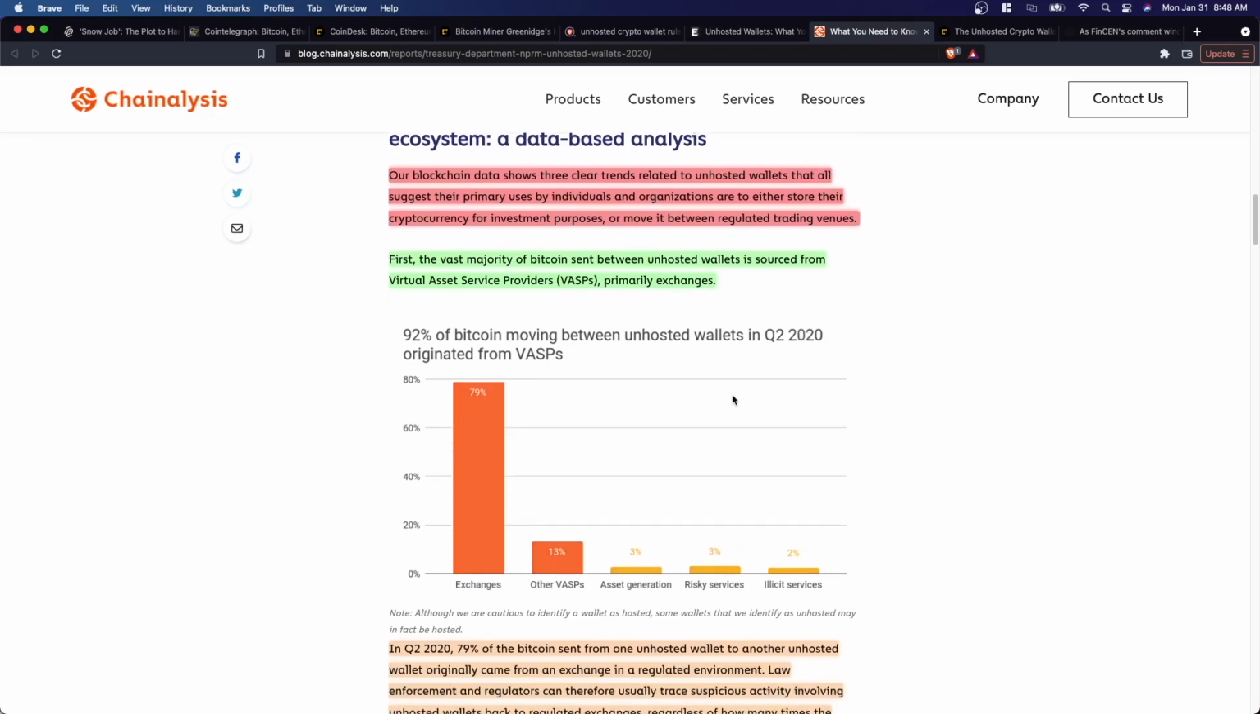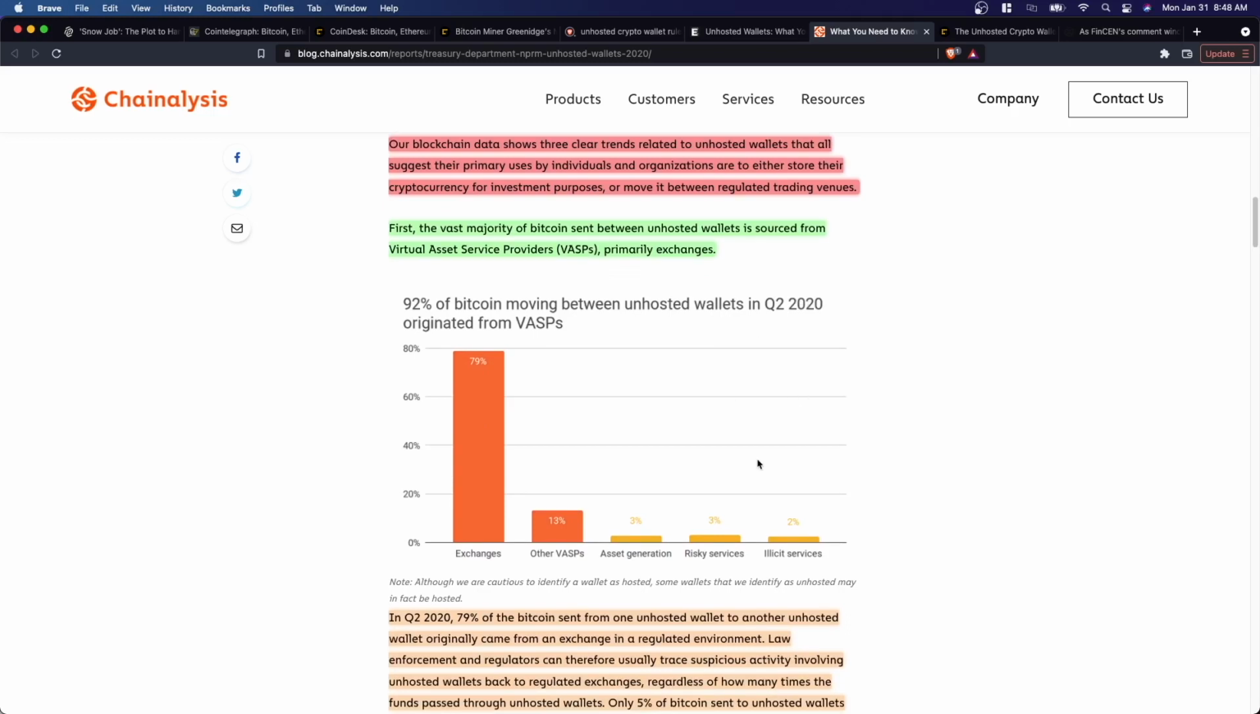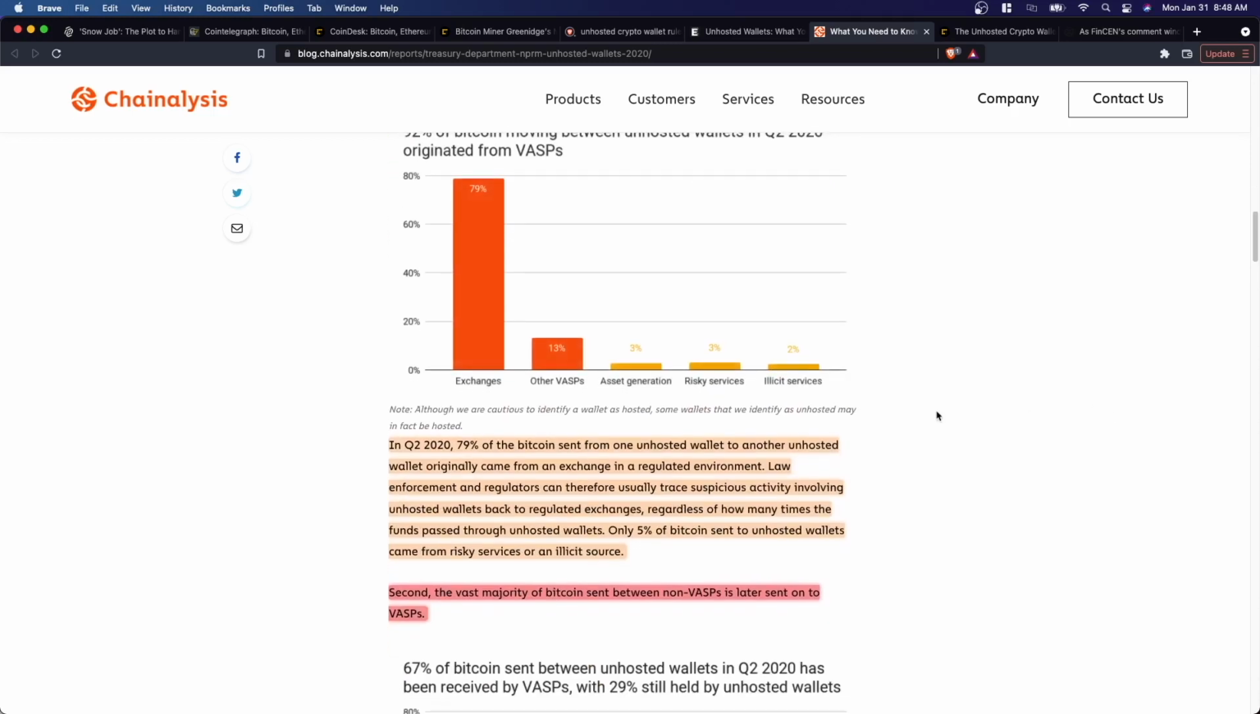So continuing on, they say, first, the vast majority of Bitcoin sent between unhosted wallets is sourced from virtual asset service providers, or VASPs, primarily exchanges. In Q2 of 2020, 79% of Bitcoin sent from one unhosted wallet to another unhosted wallet originally came from an exchange in a regulated environment. Law enforcement and regulators can therefore usually trace suspicious activity involving unhosted wallets back to regulated exchanges, regardless of how many times the funds passed through unhosted wallets. Only about 5% of Bitcoin sent to unhosted wallets came from risky services or an illicit source.